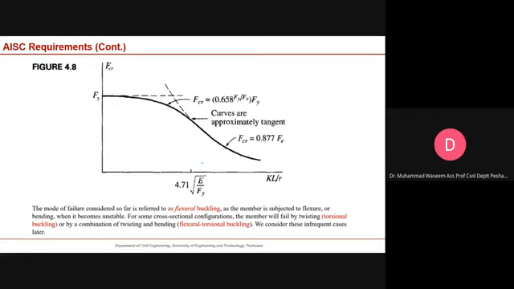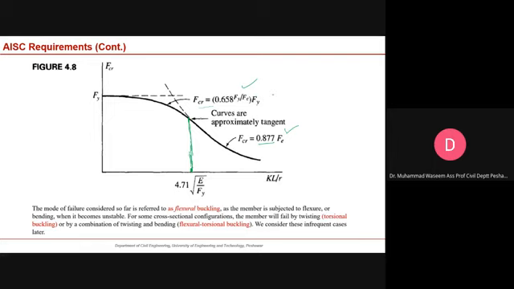This is again the same thing. As I told you, up to the proportional limit there is a borderline, and after the proportional limit this curve can be divided into two parts. In this part you can use this formulation, and in the inelastic part you will use this formulation. So these are the empirical equations being used.